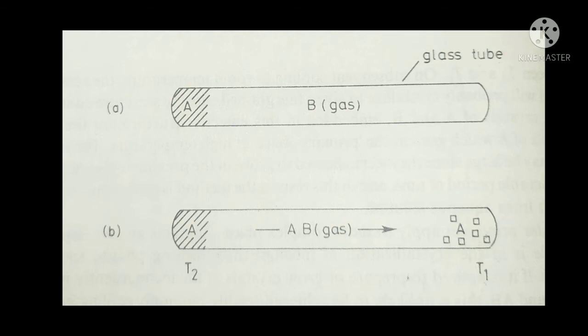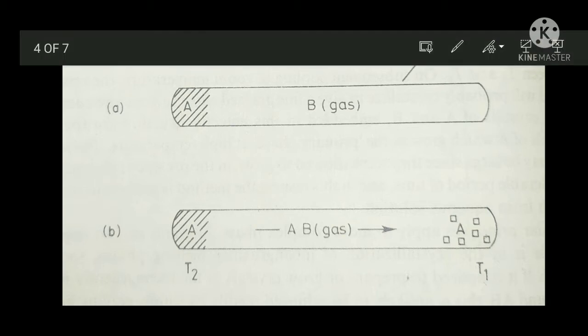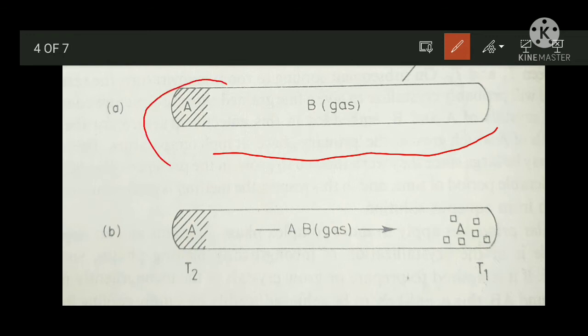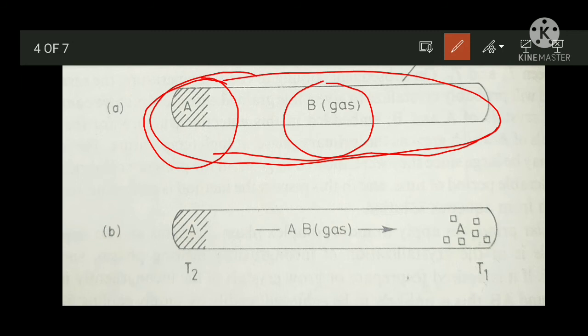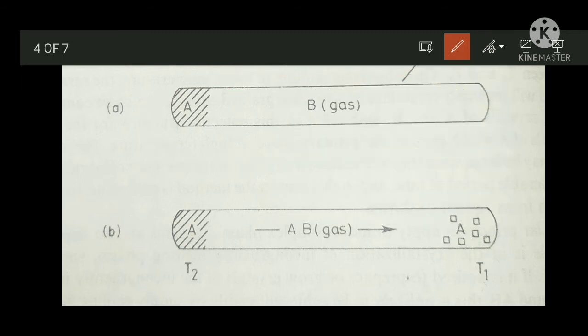So this is the general apparatus of this method, which consists of a silica tube. In this silica tube the reactant A is placed at one end of the tube, and the gaseous transporting agent B is placed at the other end of the tube. Now this whole silica tube we can place in a temperature gradient.